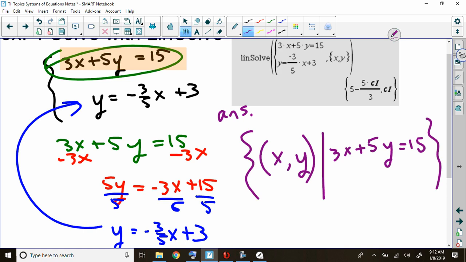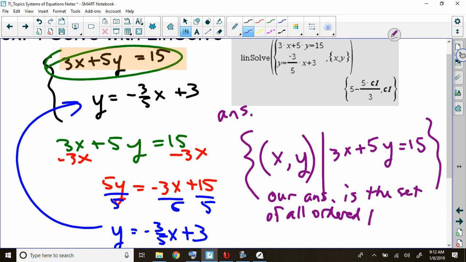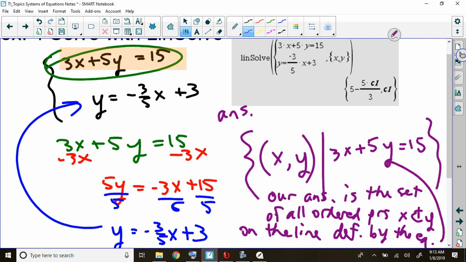Literally translated, this means our answer is the set of all ordered pairs x and y on the line defined by the equation right there. Okay? So our answer is every single point on that line. And what we have is coinciding lines, the same line. Okay? How do we feel, all right?